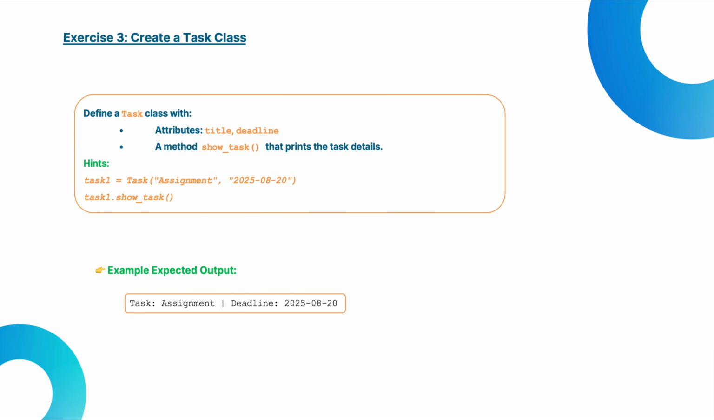Next, you will define a task class with two attributes, title and deadline. You will also add a method called showTask that prints the task details. This exercise reinforces how to structure classes with both data and behavior.